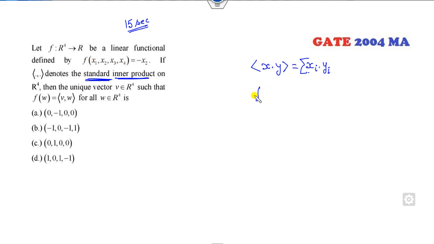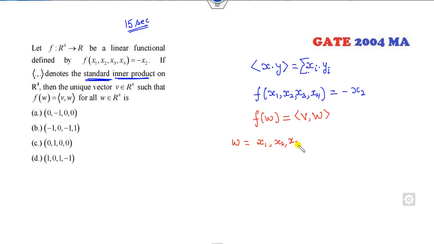Now you can see the function is defined on R4, that is, a vector here, which is nothing but x2. Then your target is to find a vector w or v so that this will be well defined. So very simple, you can start with the first option. What is w? That w is my x1, x2, x3, x4. This is given to you. And what is the standard product? This is nothing but the sum of vi, wi, where i varies from 1 to n. In this case, n is 4.